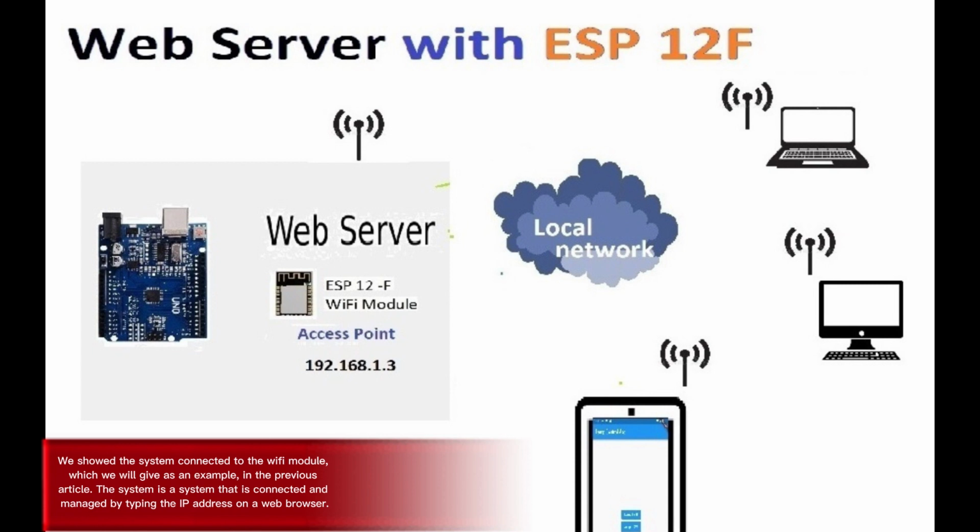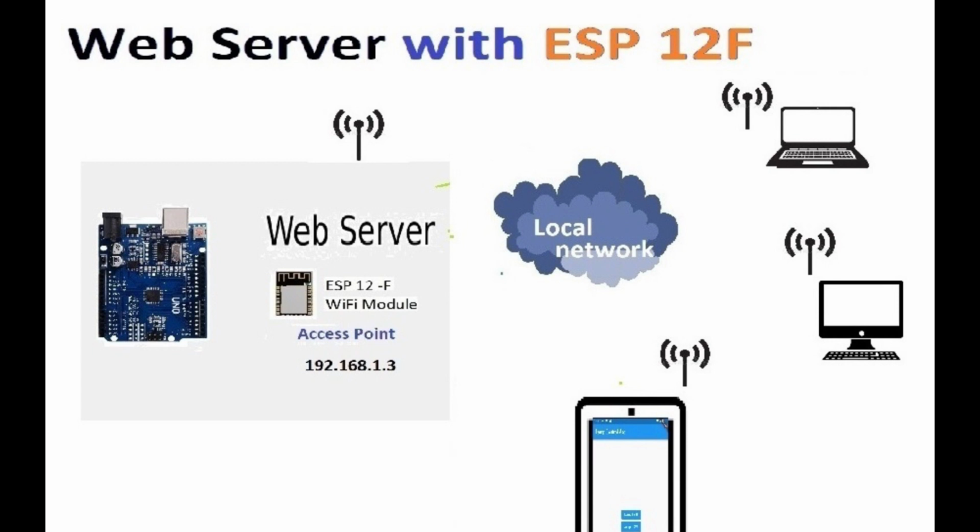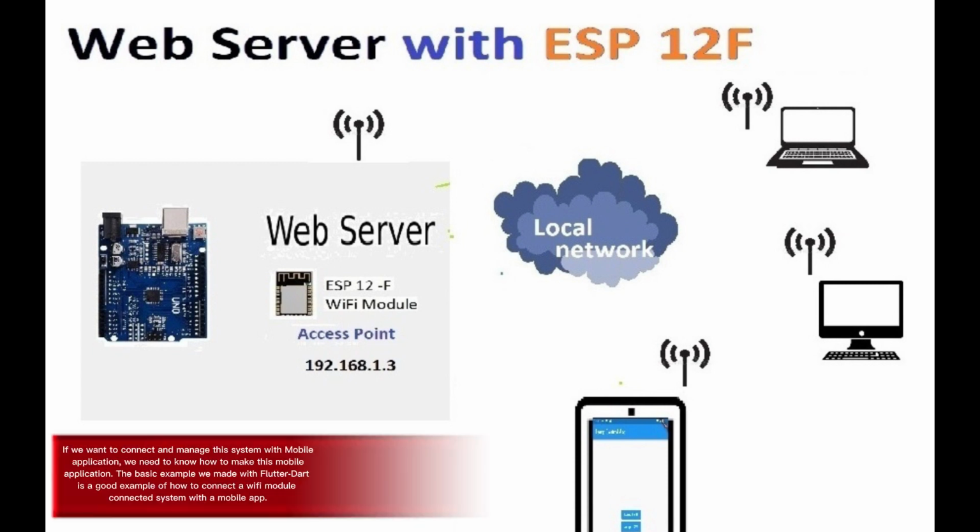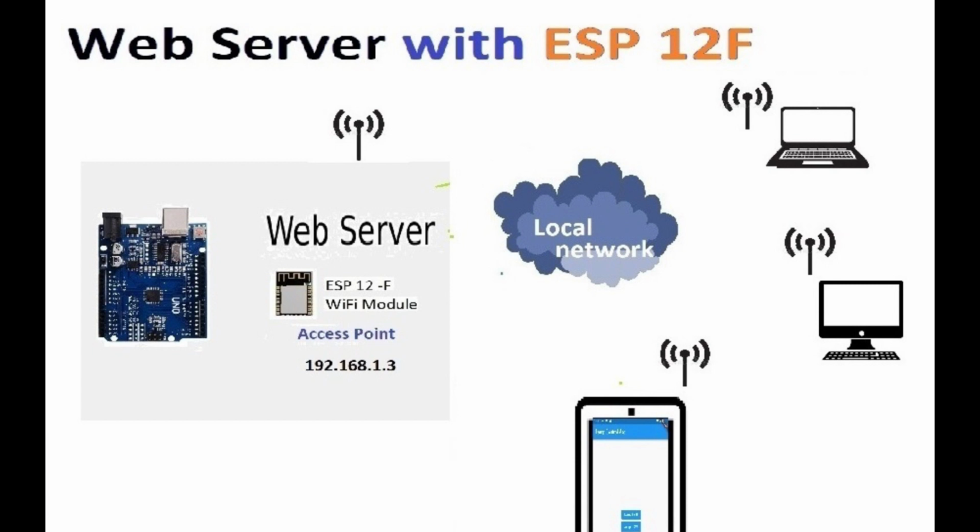We showed the system connected to the Wi-Fi module, which we will give as an example, in the previous article. The system is connected and managed by typing the IP address on a web browser. If we want to connect and manage this system with a mobile application, we need to know how to make this mobile application. The basic example we made with Flutter Dart is a good example of how to connect a Wi-Fi module connected system with a mobile app.